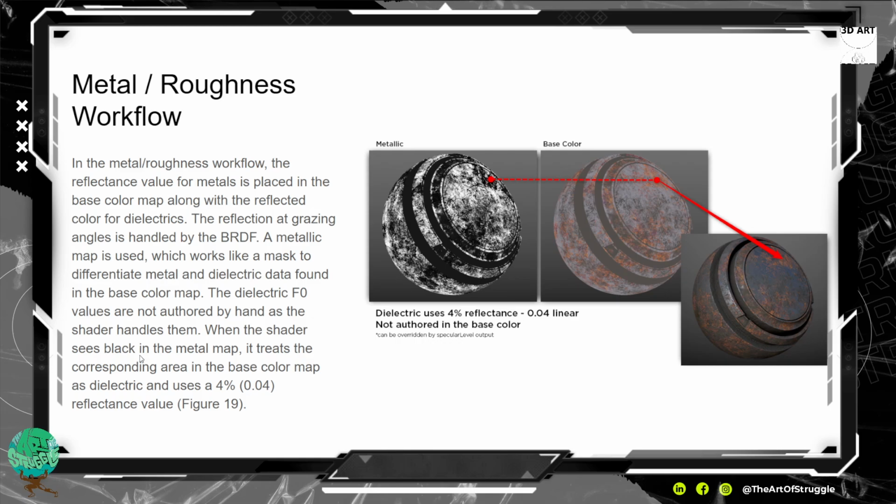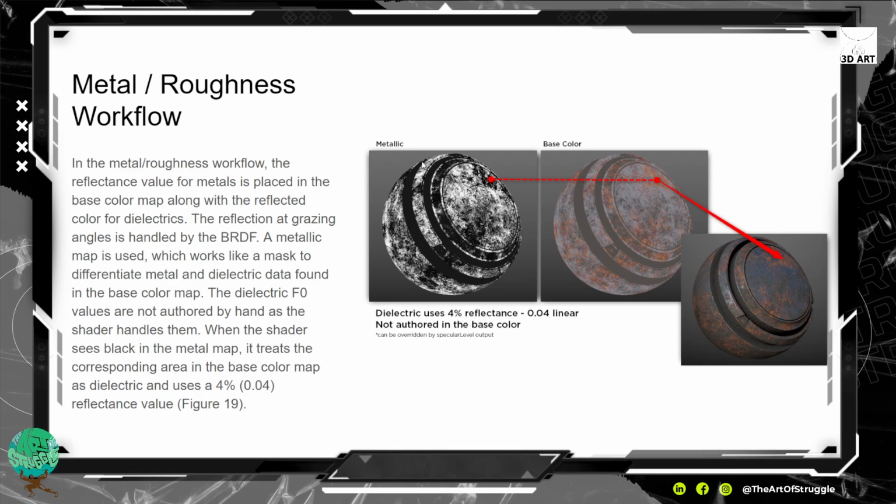When the shader sees black in the metal map, it treats the corresponding area in the base color map as a dielectric and uses a 4% or 0.04 reflectance value. All right. What that's saying is that when I paint a black texture in my metal map, what it's telling the computer is this is a dielectric. This is not a metal, right?